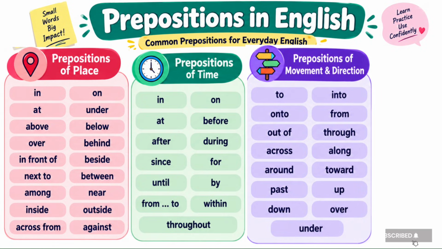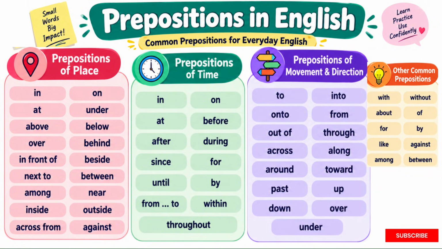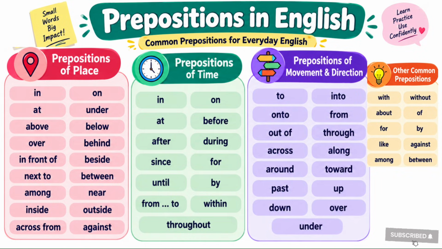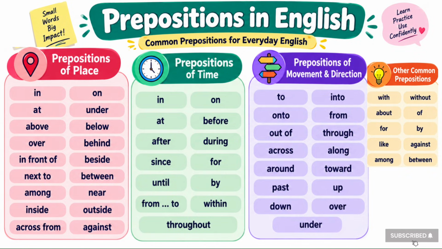Other common prepositions. Other prepositions can show connection, relationship, purpose, possession, comparison, or association. With, about, for, like, among, without, of, by, against, between. Now that we know the most common prepositions, let's learn how to use them correctly with example sentences.